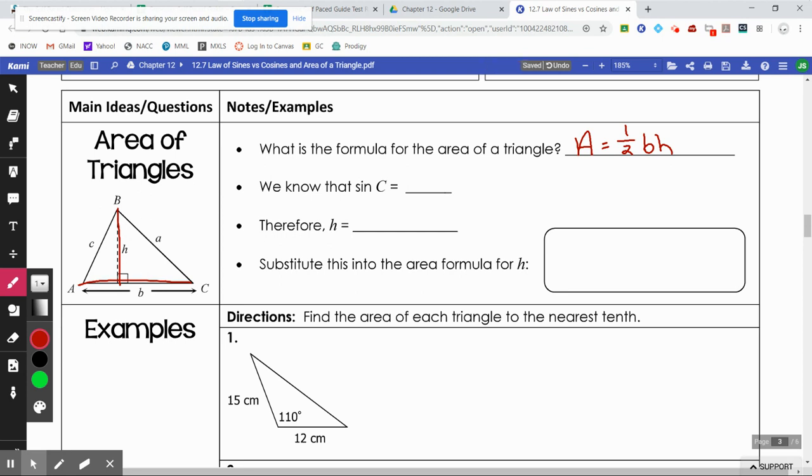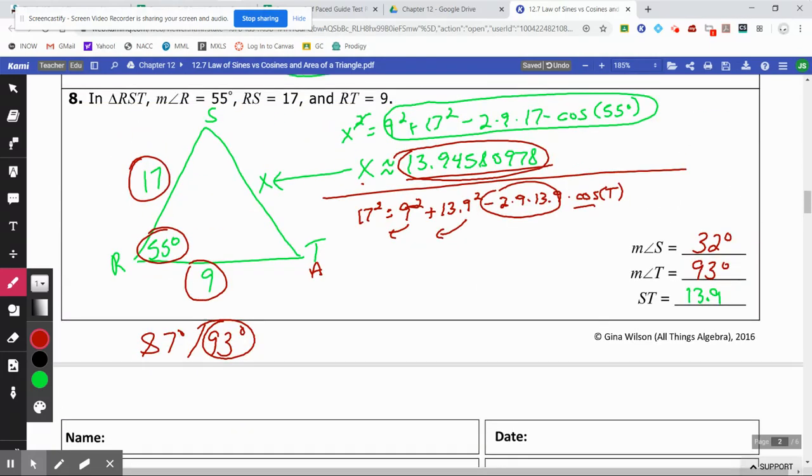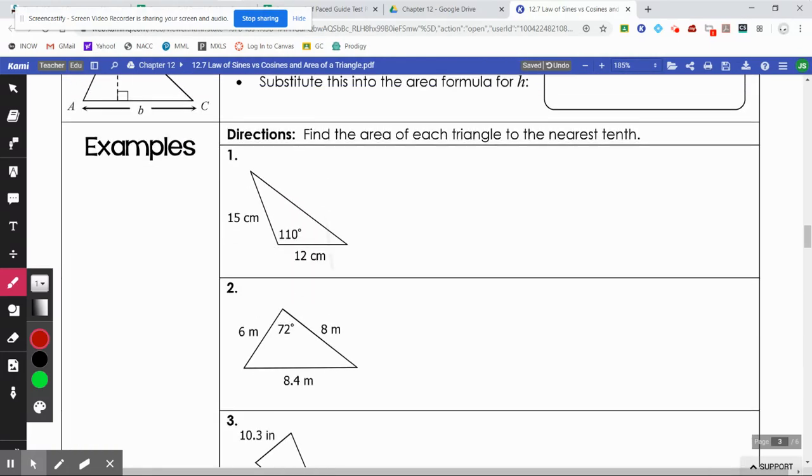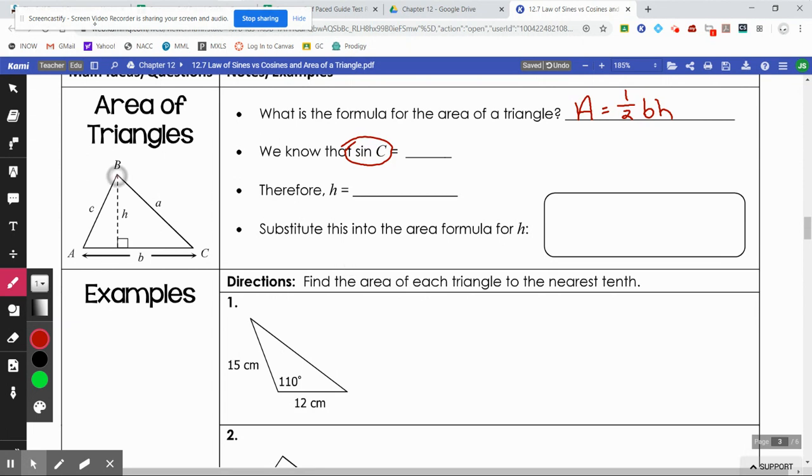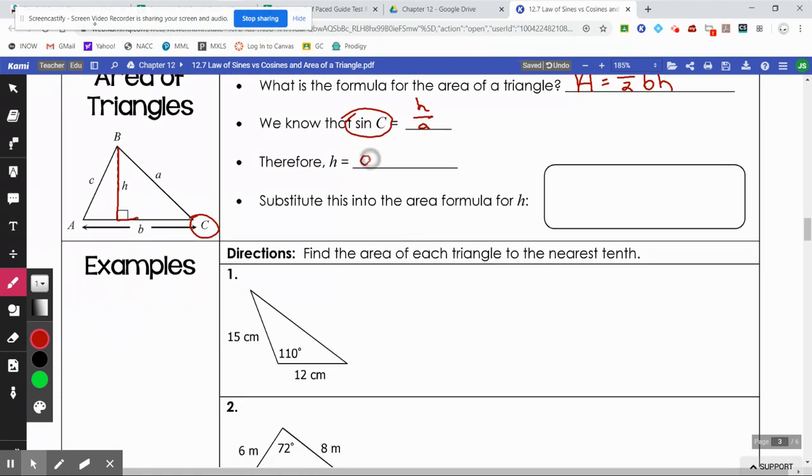However, if we look at this triangle, we've got a right triangle. Let me scroll back. We have a right triangle right here. And if angle C is right here, that sine is opposite over hypotenuse. So we know that the sine of C would be H over A. So therefore, if we solve that for H, we know that H would equal A times the sine of C, if we were to move it over.